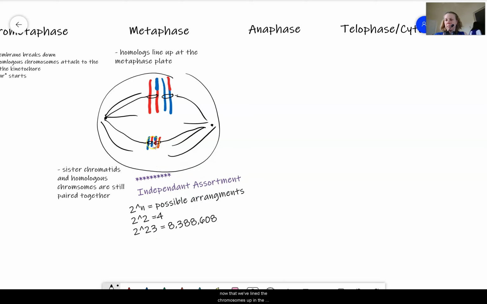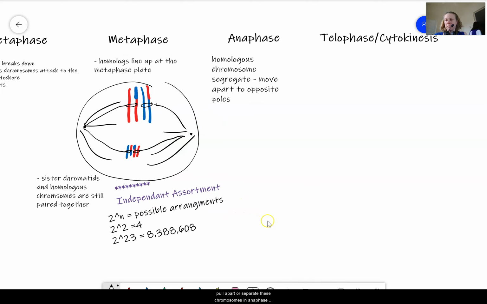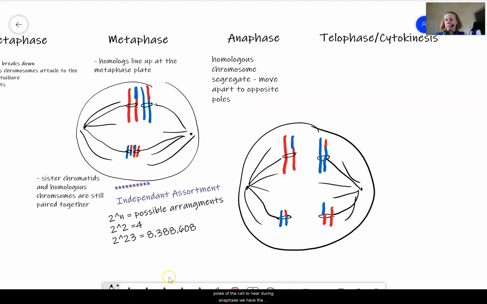Now that we've lined the chromosomes up in the middle of the cell, the next thing that we need to do is pull apart or separate these chromosomes. Okay, so here in anaphase, the homologous chromosomes are going to segregate and move apart to opposite poles of the cell. Here they're being pulled by the spindle fibers to the separate poles of the cell. So now we have mom's chromosomes heading to the left and dad's chromosomes heading to the right.